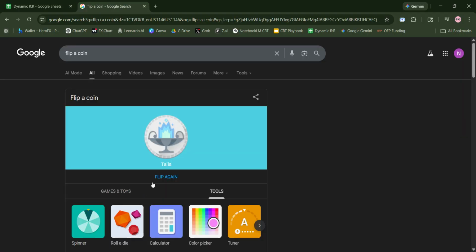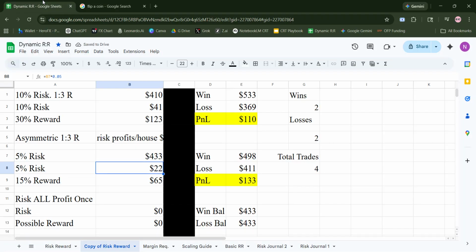Then let's do one more, then we'll do a midpoint check-in and see where everything is. Okay, so that is a winner. Over here, our new balance is 533. And on the asymmetric side, our new balance is 498, with a risk now of 65 bucks.